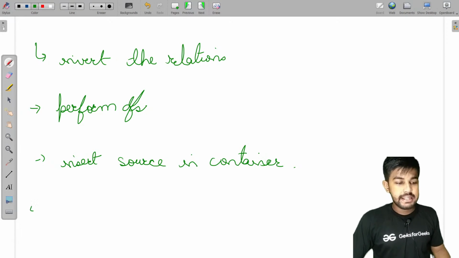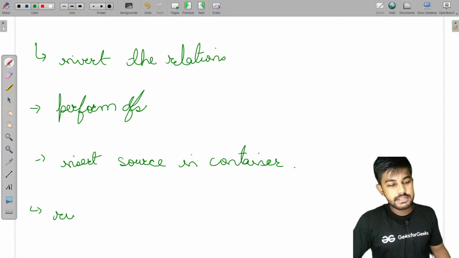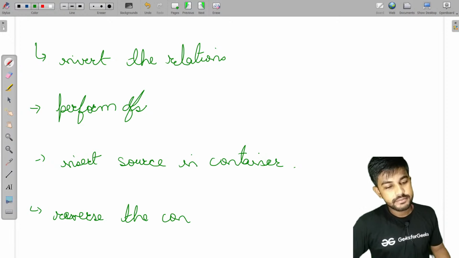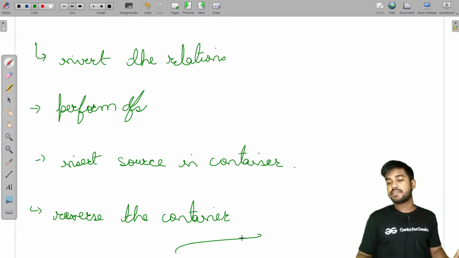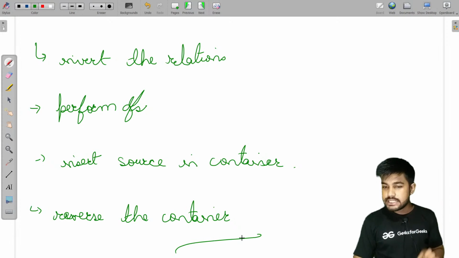And then reverse the container. This is it. If you do just this thing, your topological sort would be done. This is the simplest step of topological sort.